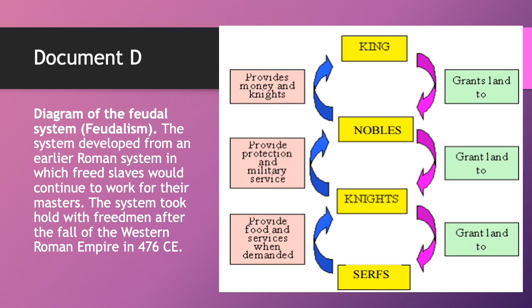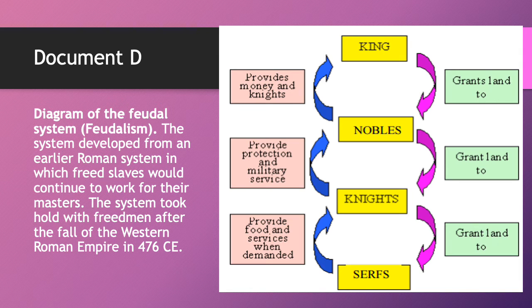All right, taking a look at document D. This is a diagram of the feudal system. So again, looking at our new form of government is called feudalism. This is the system that developed from an earlier Roman system in which freed slaves would continue to work for their masters. The system took hold with freedmen after the fall of the Western Roman Empire in around 476 CE. So take some time, look over this chart, all right?